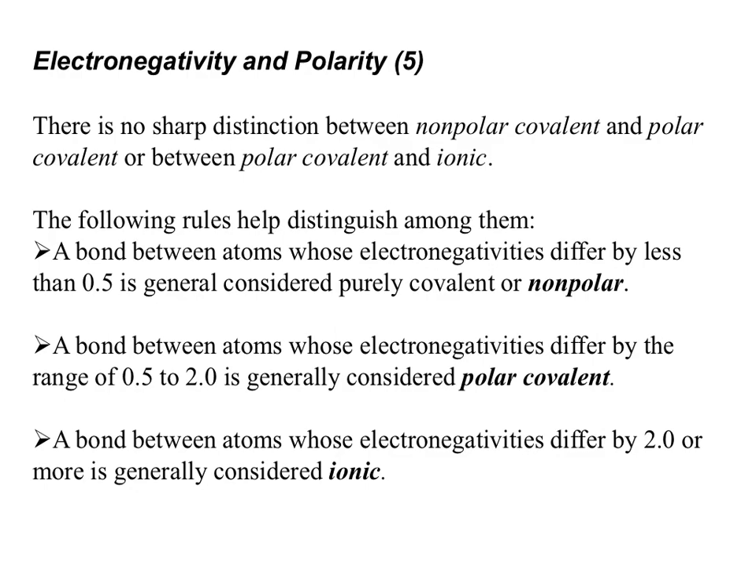There is no sharp distinction between nonpolar covalent and polar covalent, or between polar covalent and ionic. The following rules help distinguish among them. A bond between atoms whose electronegativities differ by less than 0.5 is generally considered purely covalent or nonpolar, whilst a bond between atoms whose electronegativities differ by the range of 0.5 to 2.0 is generally considered polar covalent. And finally, a bond between atoms whose electronegativities differ by 2 or more is generally considered ionic.